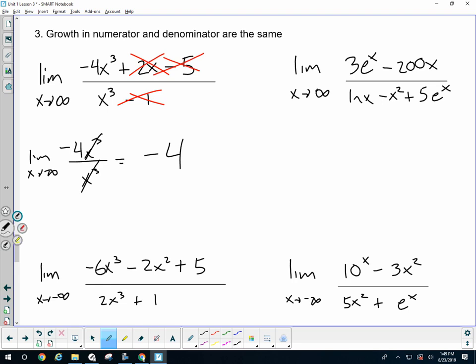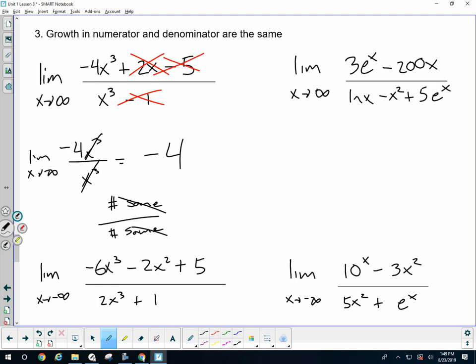Cool. Okay. So essentially, what we have going on is some number times the same growth over some other number times the same growth, and the same growth will cancel. And you're just left with these coefficients.